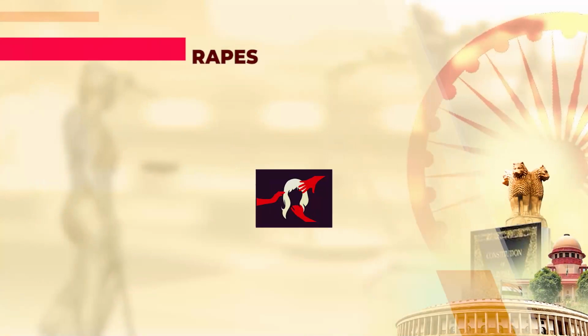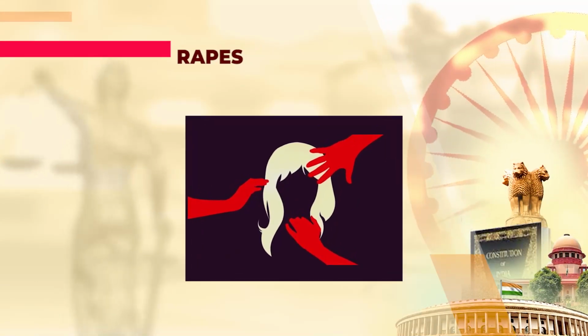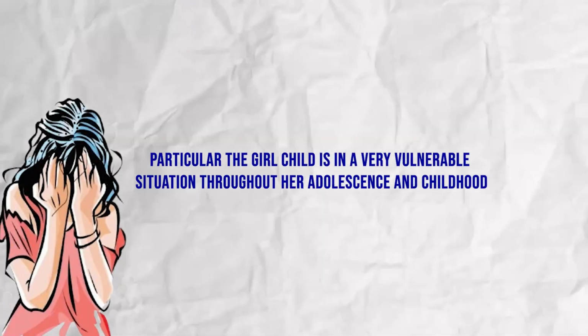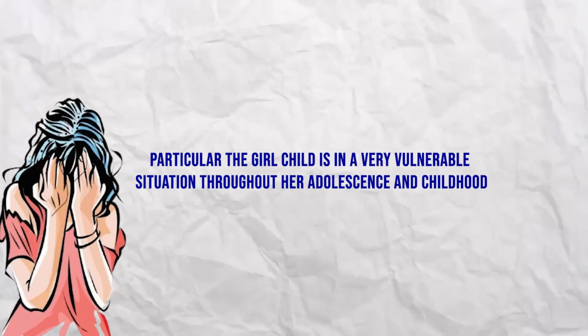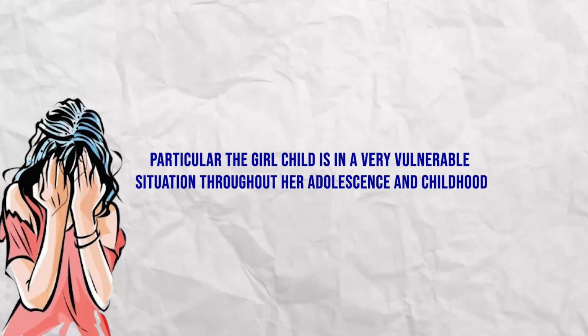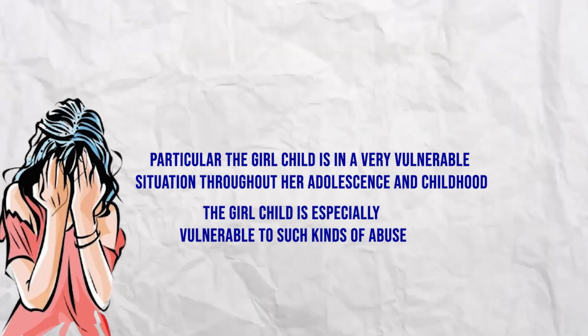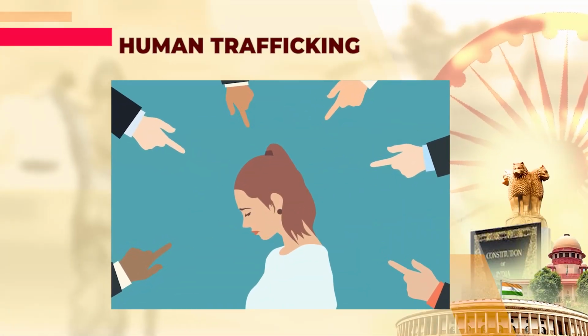And these acid attacks are a result of various kinds of patriarchal norms which have embedded themselves in the mindset of the people. Rape is also a problem that is faced by women, and in fact, rape is a problem that is faced by people of all genders all over the world. But in particular, we find that the girl child is in a very vulnerable situation throughout her period of adolescence, throughout her period of childhood. The girl child is especially vulnerable to such kinds of abuse, of rape or sexual abuse. Human trafficking is a problem that is faced particularly by girl children because girl children are particularly vulnerable to various forms of sexual violence, which includes human trafficking.